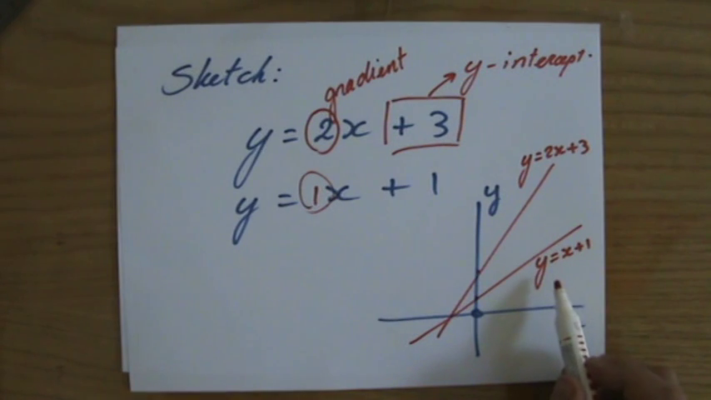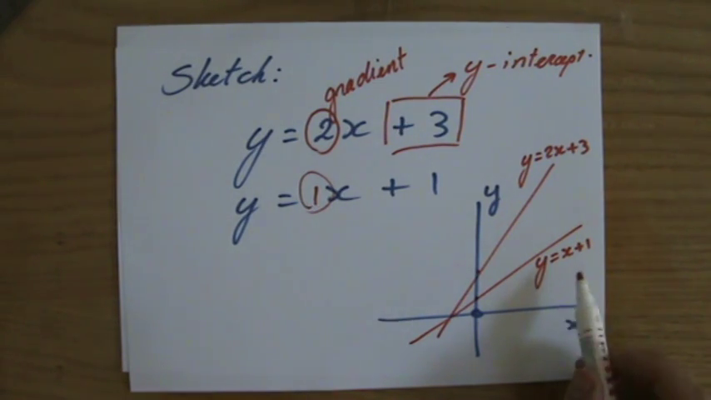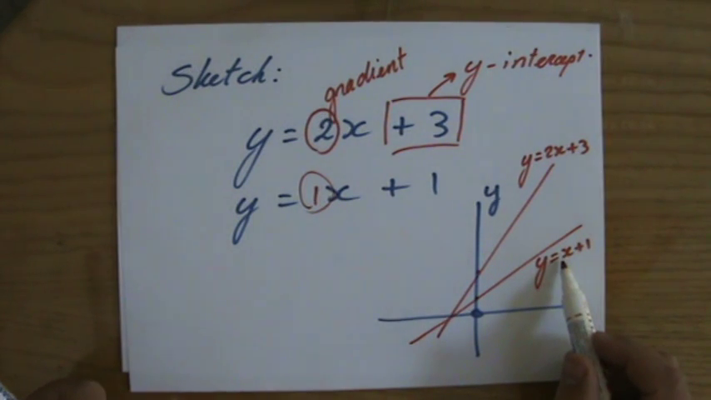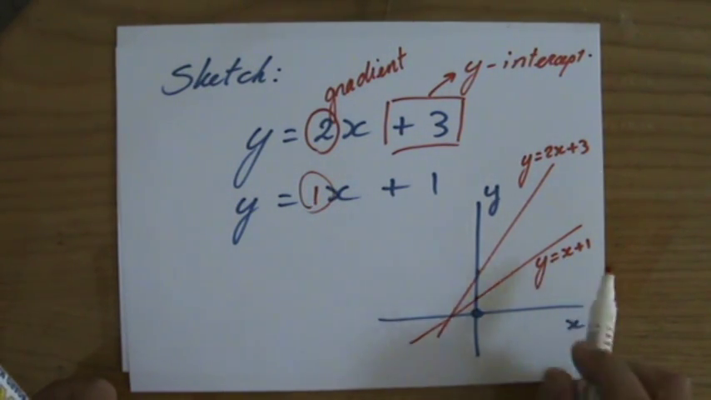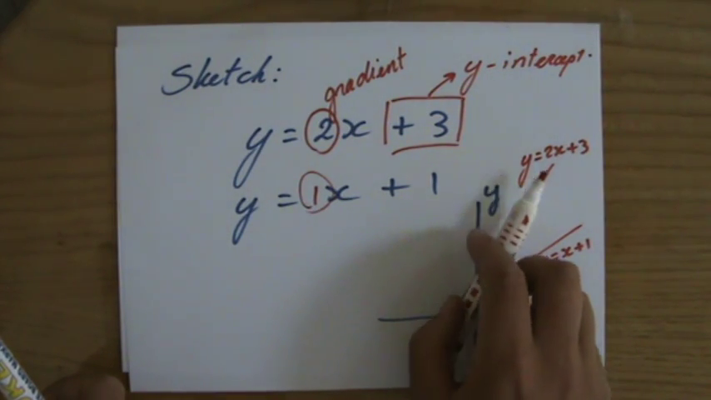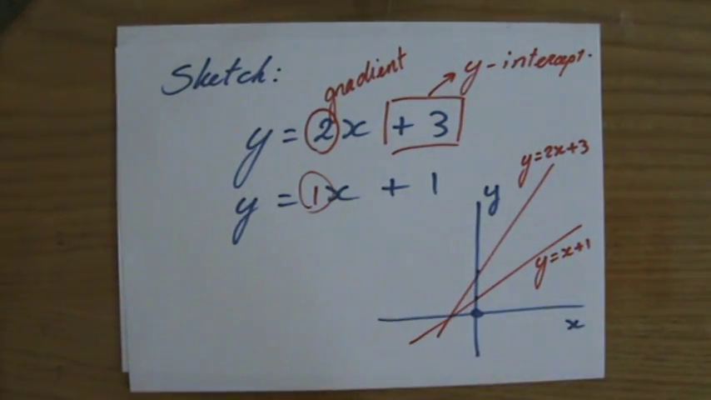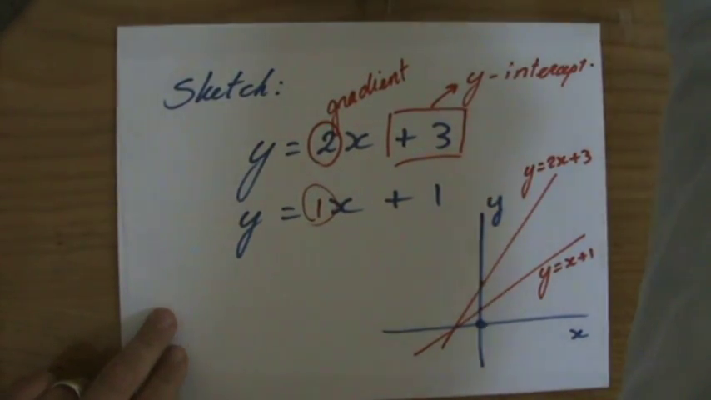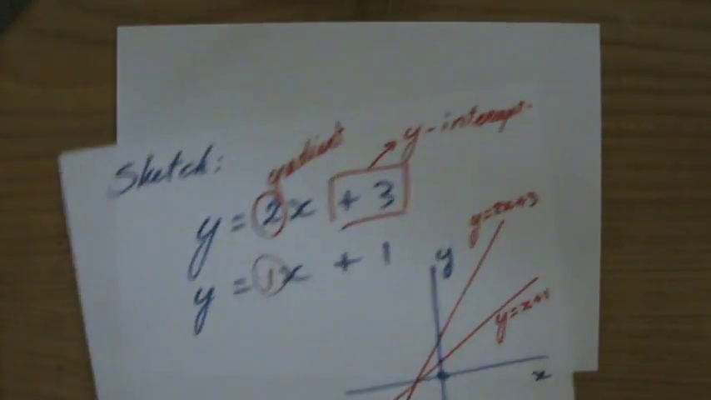Because y equals x plus 1 is the line that goes through point 0, 1, where the y-intercept is 1, with a gradient of 1. Alright, and y equals 2x plus 3 is steeper, the gradient is 2, it goes through point 3. So you can easily sketch those graphs now, understanding the gradient-intercept form.